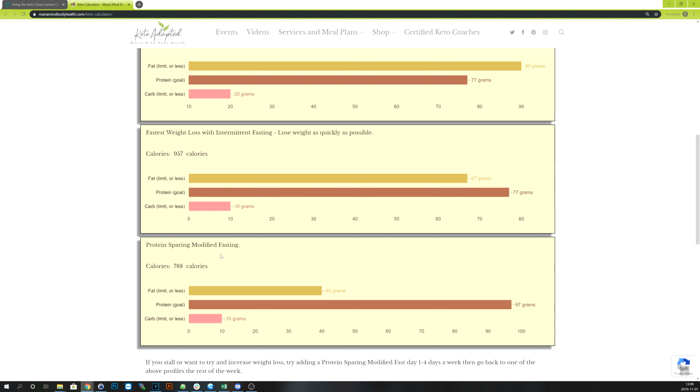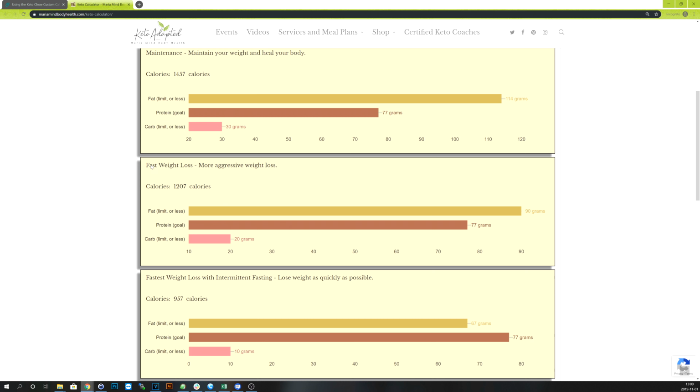You've got maintenance, you've got fast weight loss, faster weight loss, and you've got what's called a protein sparing modified fast. And this is actually kind of interesting. You can do this with Keto Chow just with using very little or no fat when you go to mix it up. But for most people, what you're going to want to do is the fast weight loss. And so in this case, it's estimating you need about 1,207 calories.